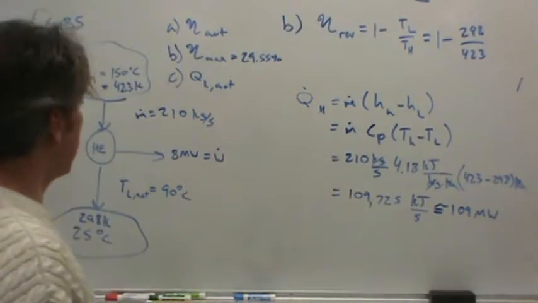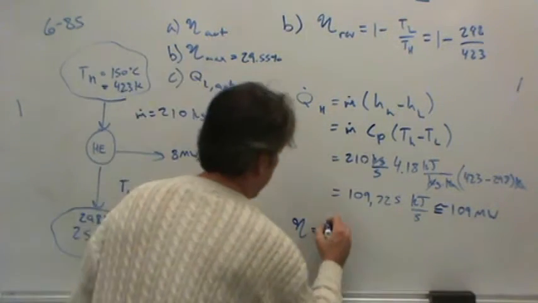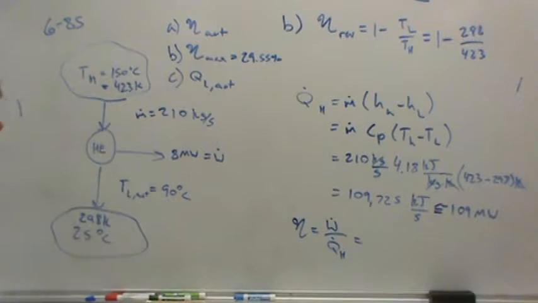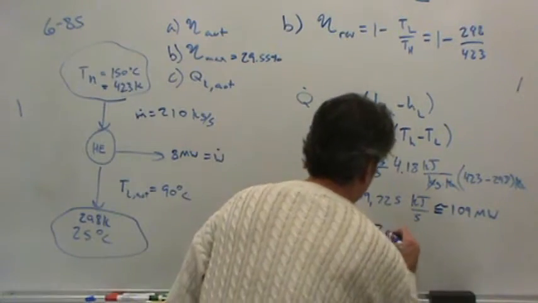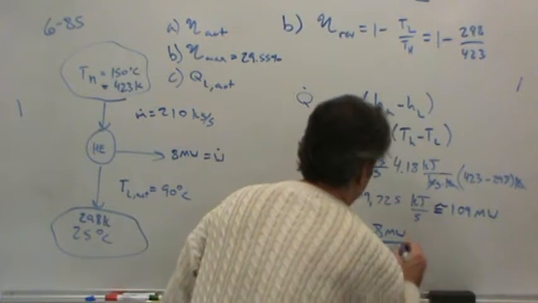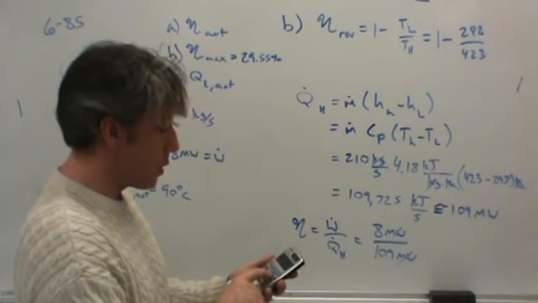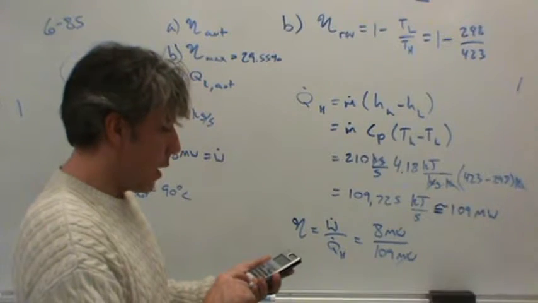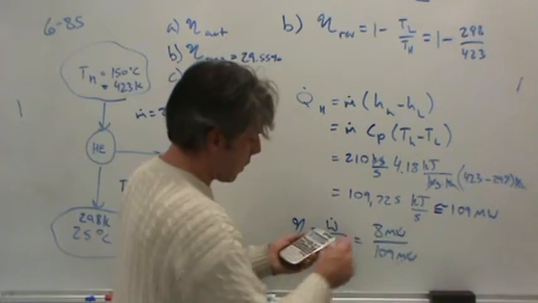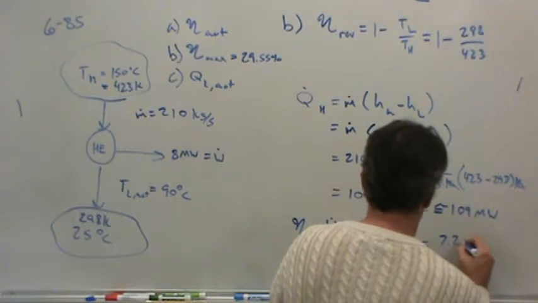And so if we calculate the efficiency now, the efficiency is just the desired output, which is the power output, over the heat input. So just 8 megawatts divided by 109 or so megawatts. You see the megawatts go away. I've still got the 109,725, so I'm just going to invert that on my calculator and multiply it by 8,000, because I've got kilowatts here, so I may as well convert the 8 to kilowatts as well. And that comes out to an efficiency of 7.29%.